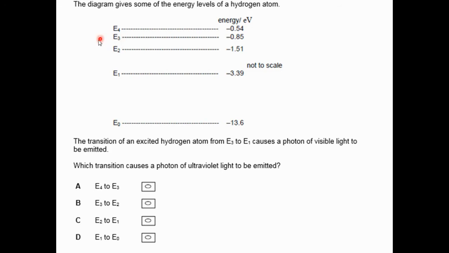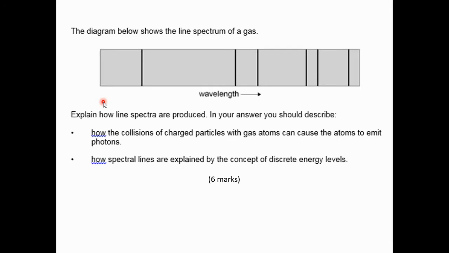So again, a relatively simple question. Give yourself 30 seconds to work out the answer. So of course we need an energy gap that is bigger than E3 to E1. So if we go down all of these options, the answer that will do that is E1 to E0. So this is D.